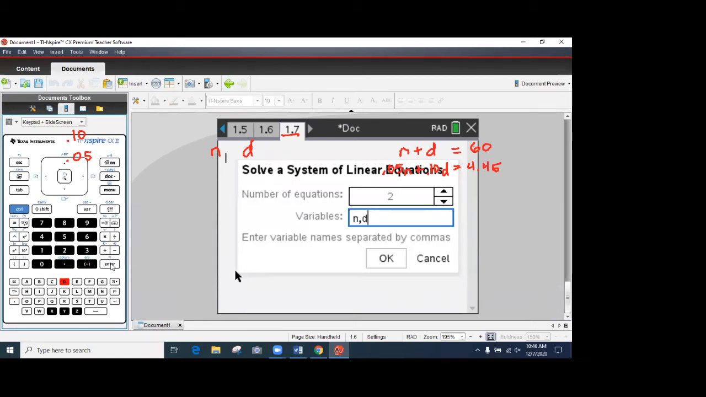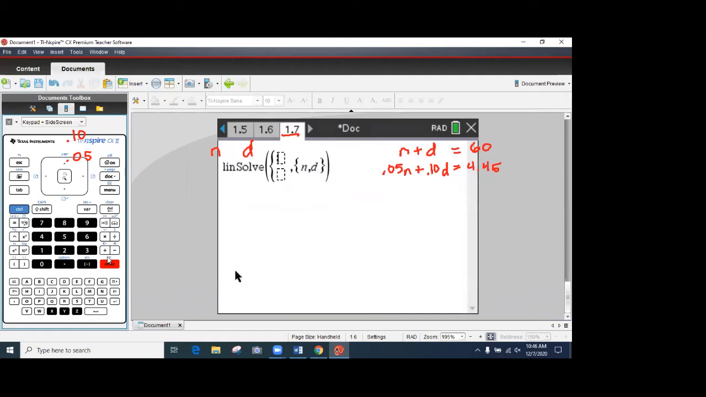All right, so hit enter. Now notice it puts N and D here. So now we're going to type in this equation the way it looks. I've got the equation right here. Type this in. We got N plus D. N plus D. Yeah, hit enter, and then the equation's right there. So N plus D is equal to 60.